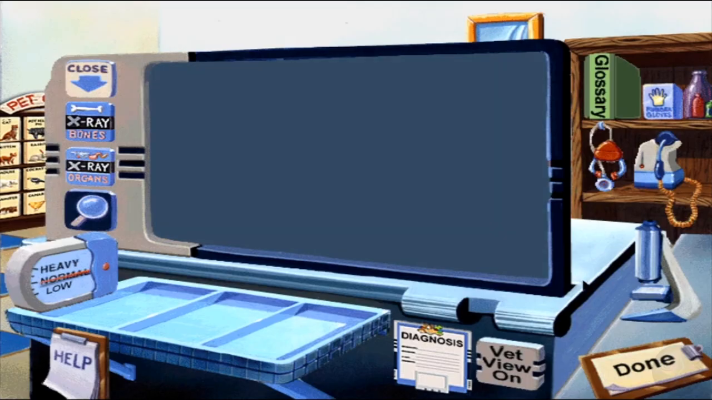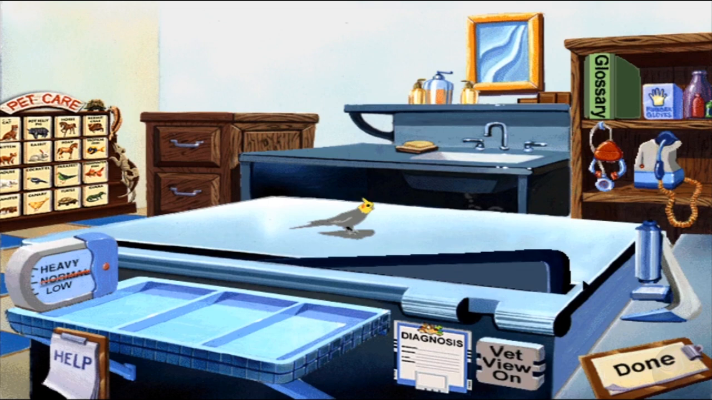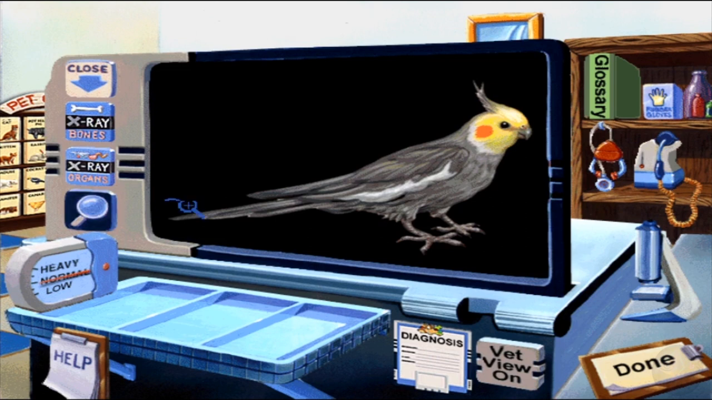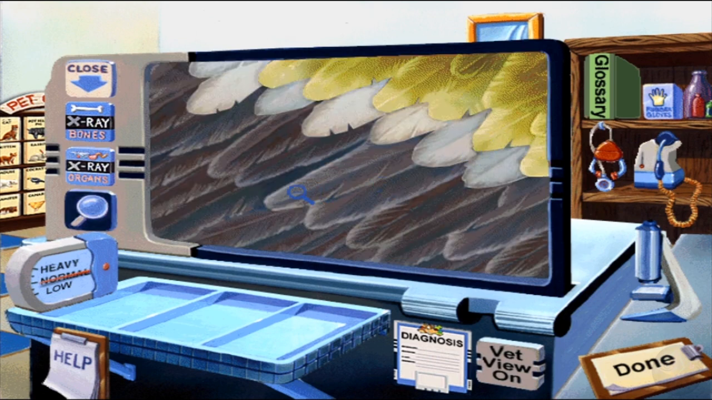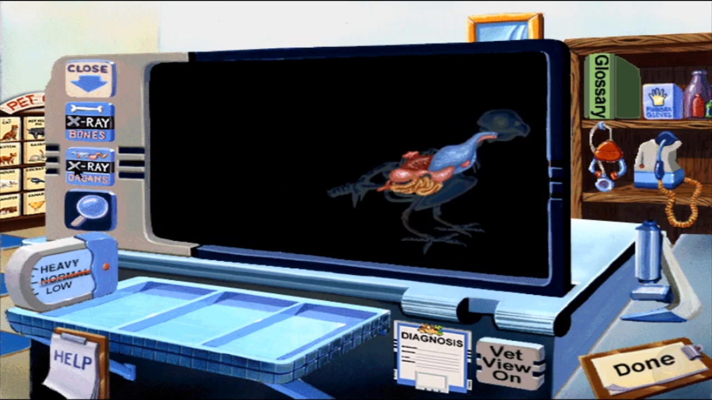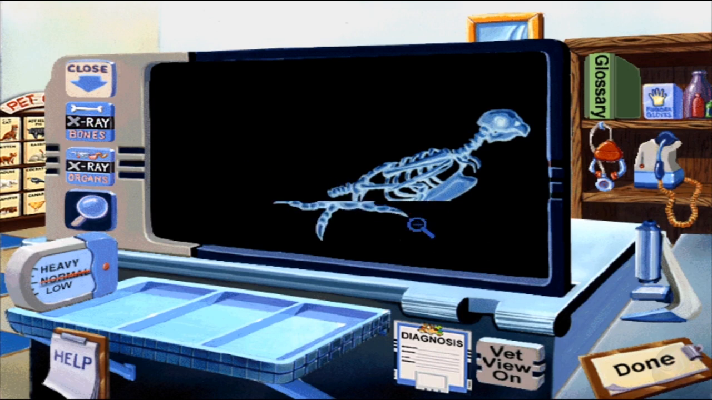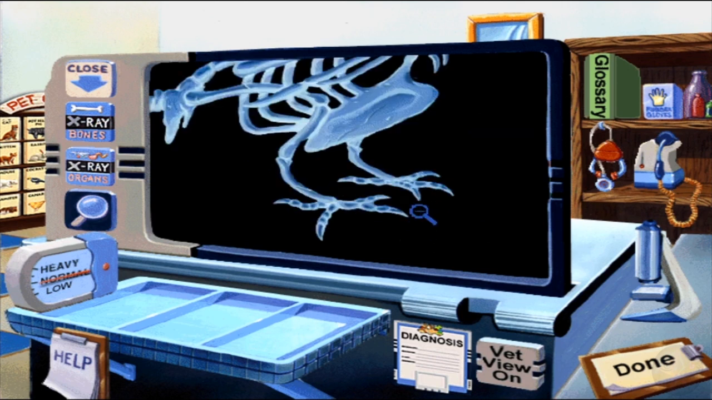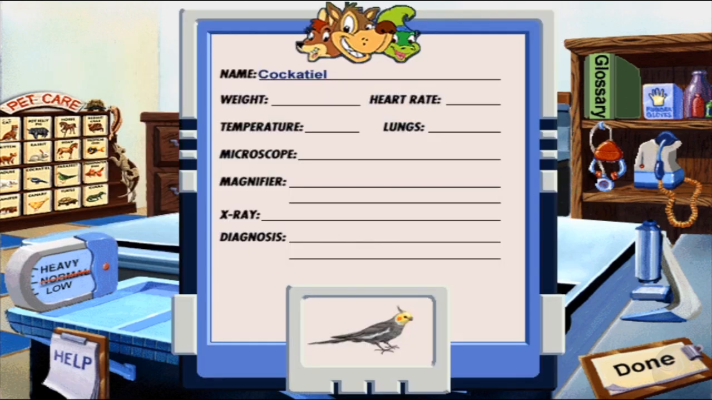Oh, you've brought an animal in for examination. There are stress lines on the feathers. I don't see any problems here. These bones are very thin. It might be metabolic bone disease.